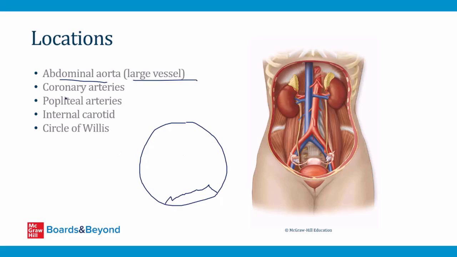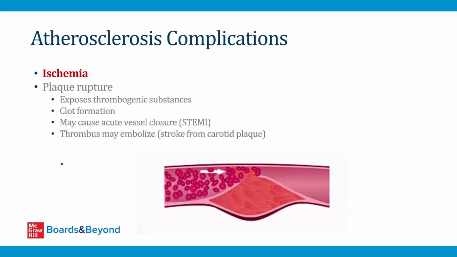The second most common spot is the coronary arteries. This can lead to angina and myocardial infarction. After that, it's the popliteal arteries, which is what leads to lower extremity vascular disease. This is followed by the internal carotid artery and the circle of Willis, and plaque in these locations can lead to strokes and TIAs. So now let's talk about the major complications of atherosclerotic plaque.